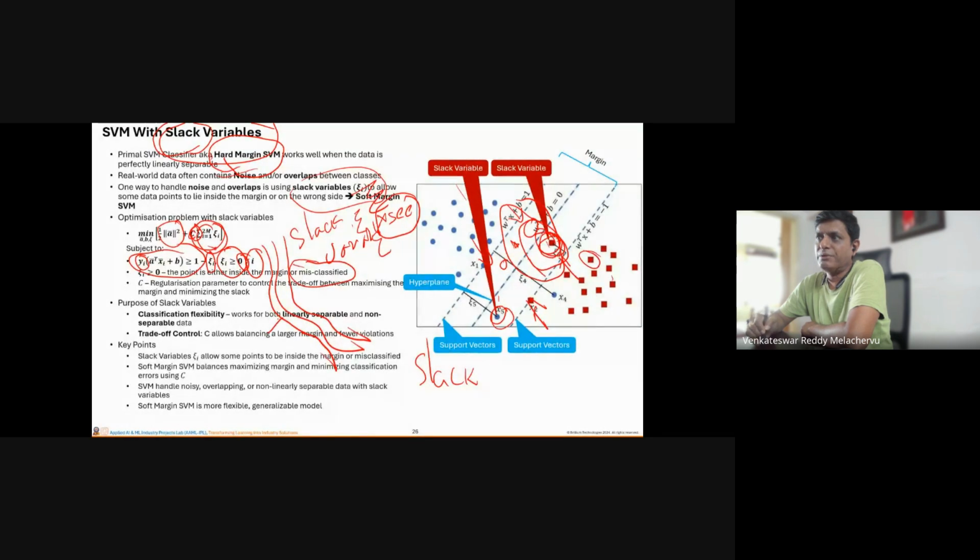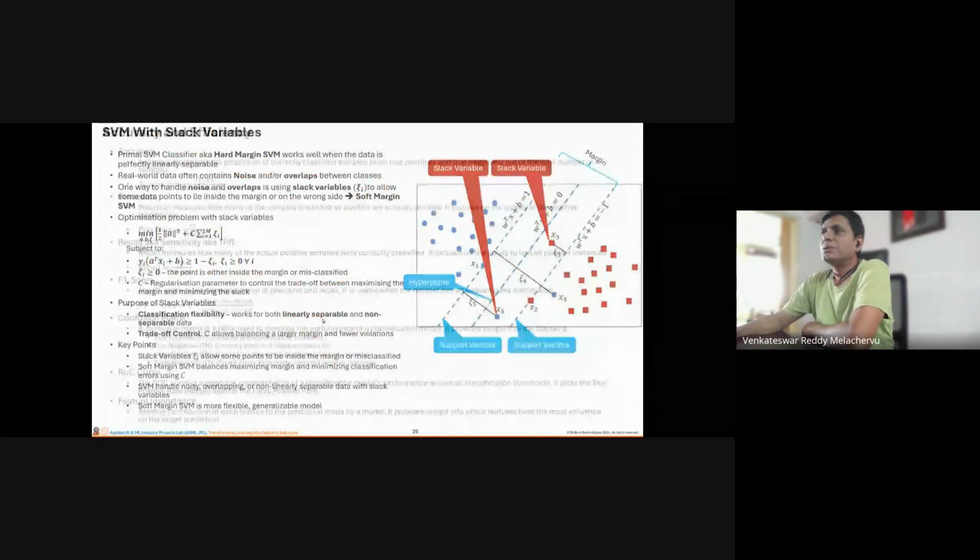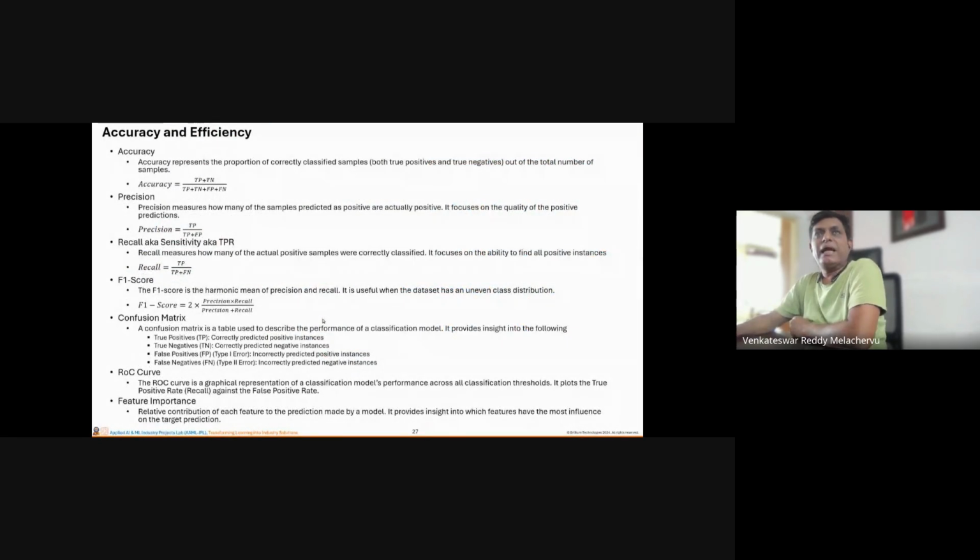And then we can introduce the slack variables to account for the data points in this area, right? So that's the slack variables. So then the accuracy. All of these you already know. So let's just try to put it down.